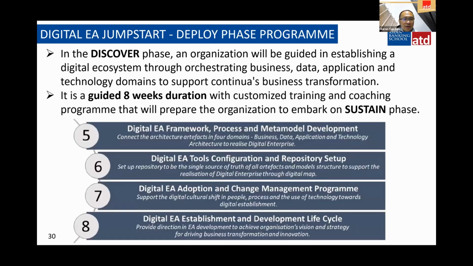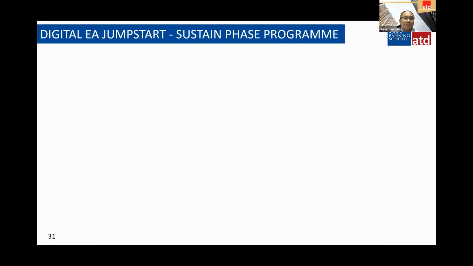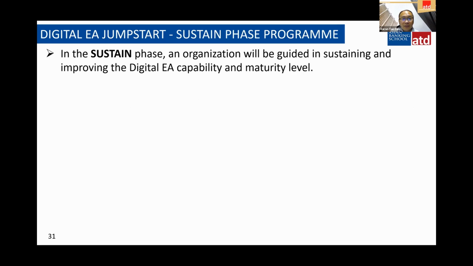Okay, so we are delivering a framework, a process, a meta model, right? Then after that, of course, a configuration of the repository, and then change management, adoption, as well as the establishment of the development life cycle. Development life cycle here means that, remember, EA is a journey. So after we move from the baseline to the target, how do we manage the entire process? It's all about that. The last phase is about sustain, right?